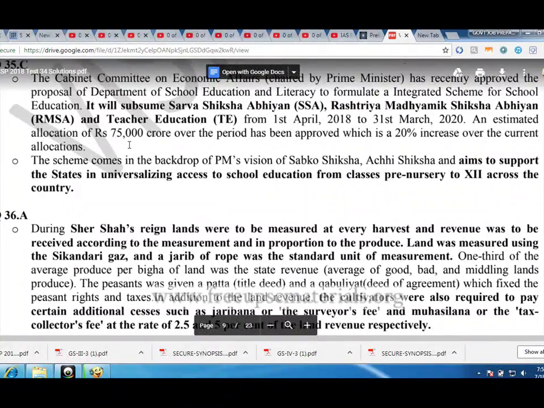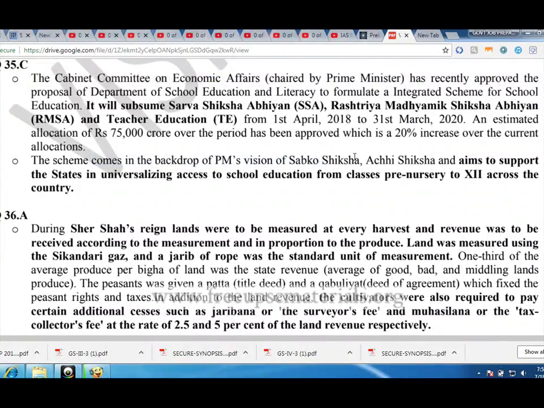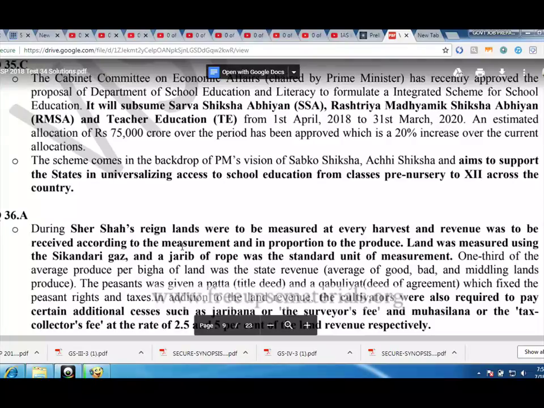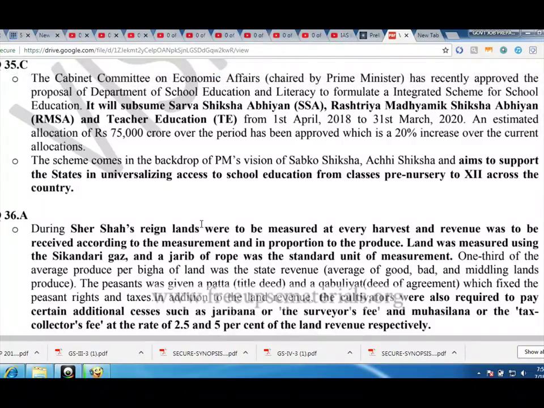So the scheme comes in the backdrop of the PM's vision of Sabko Shiksha, Badhiya Shiksha, and aims to support the states in universalizing access to school education from classes pre-nursery to XII across the country.